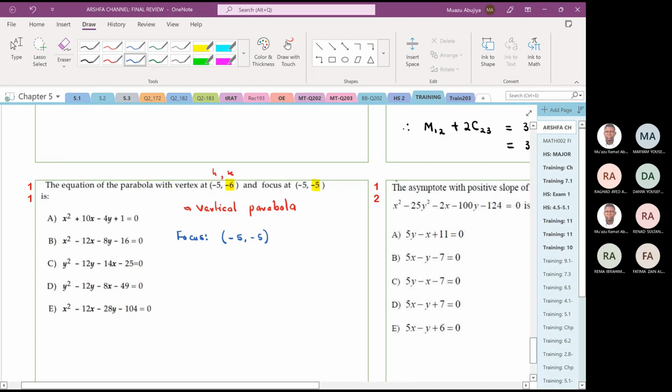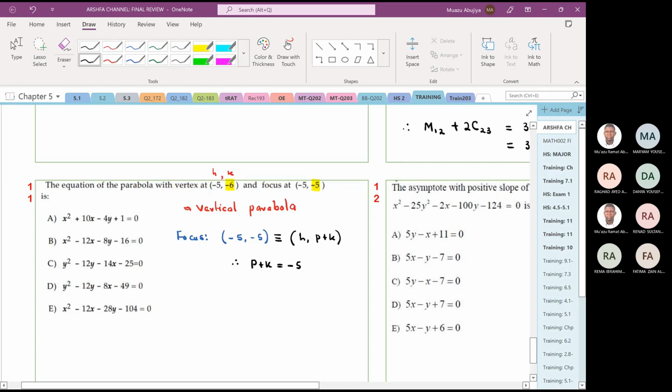Now, since we say this is vertical, then I can say this is equivalent to, when we are looking for the focus, it should be (h, p + k). Remember that we have good news because we know h and k. So what does that mean? We already know that h is equal to -5. That means p + k should also be equal to -5. So therefore, p + k is equal to -5.